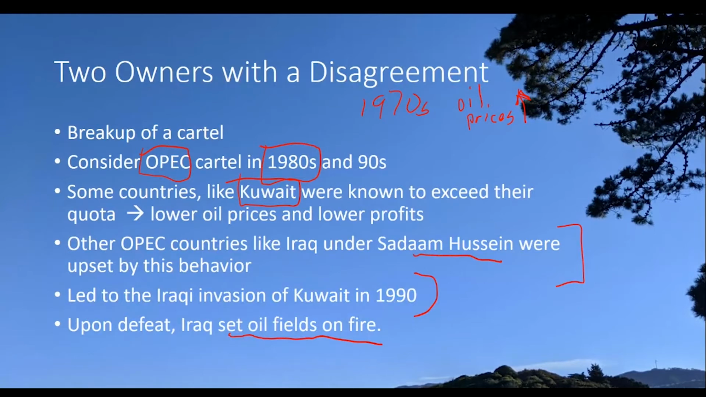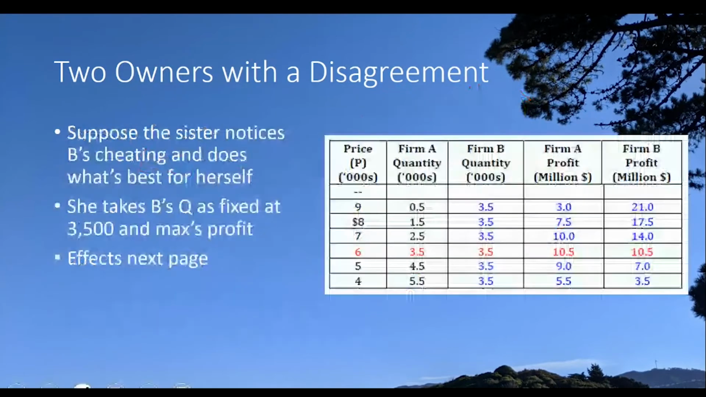But here's an example of the extremes to which individuals or countries will go in order to punish the behavior of a cheater in a cartel-like agreement. So this is where it actually comes up in real life.